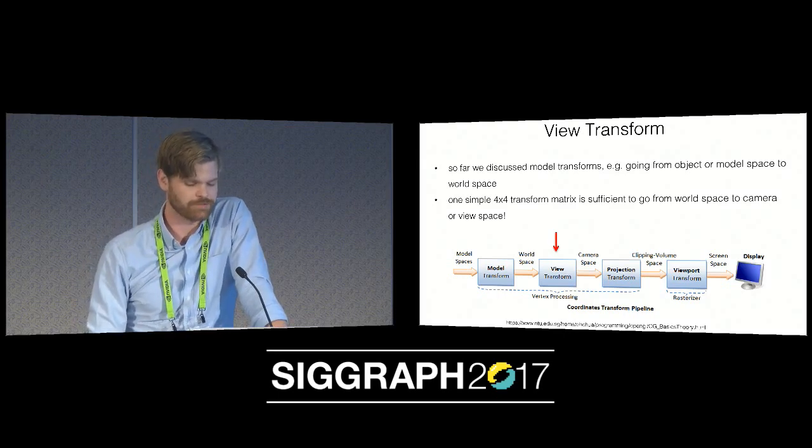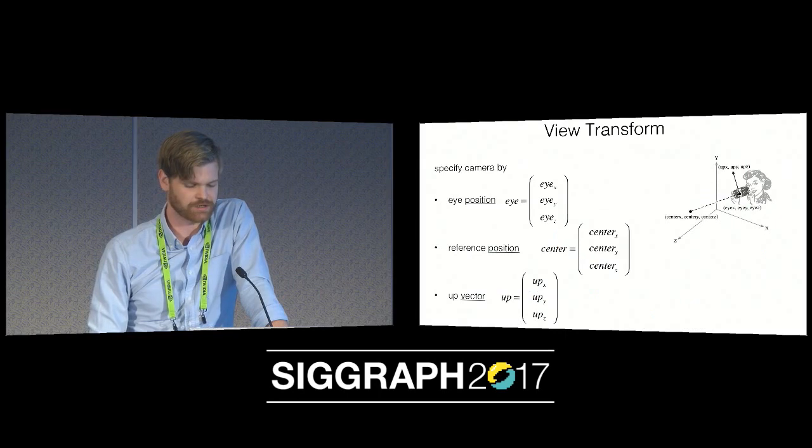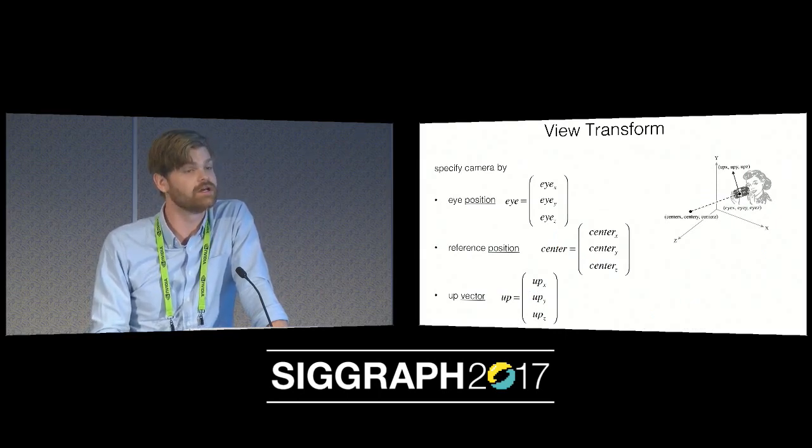So an abstraction to this that is commonly used is defining these three vectors to define the position and orientation of a camera. And the eye position is considered the center of the camera.